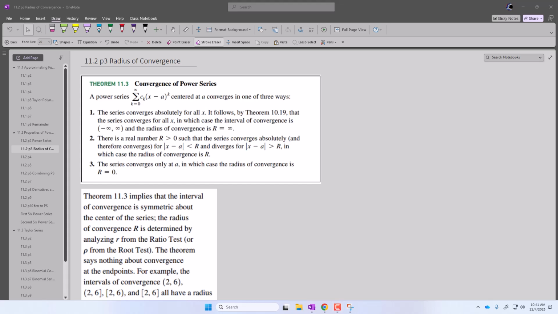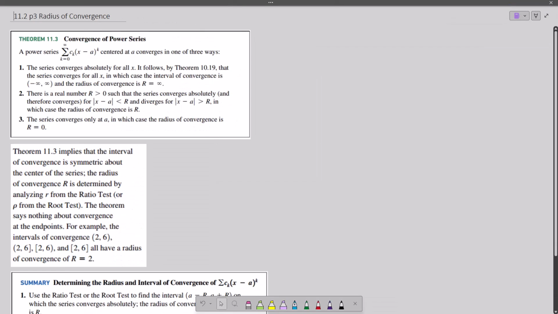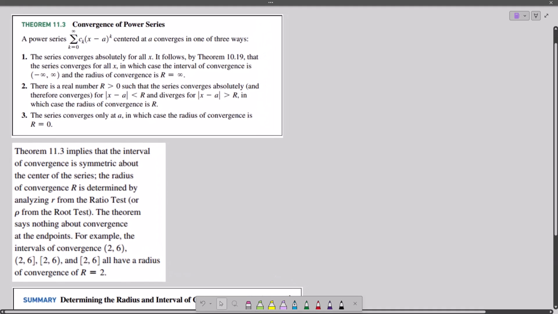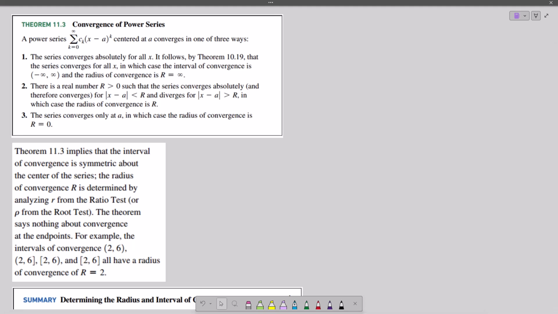So the series that we see before our very eyes is centered at A. And C sub k just represents the random coefficients. Now, not every power series is a Taylor series. A Taylor series comes from a Taylor polynomial where we started with a function and we start differentiating and building the power series for it. But not every power series has a common function that it comes from.